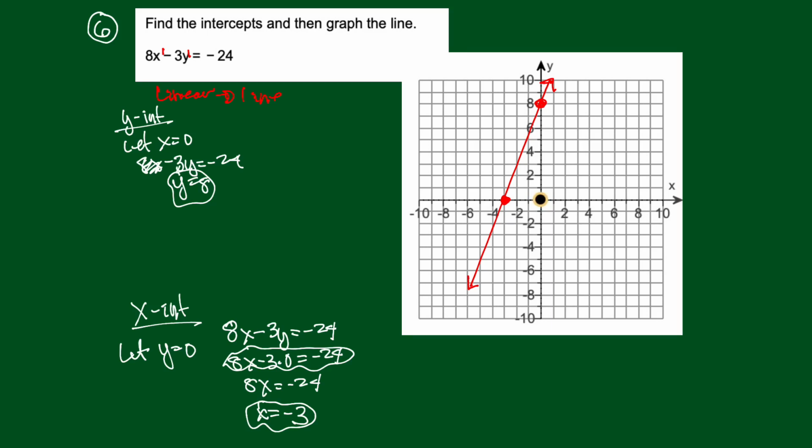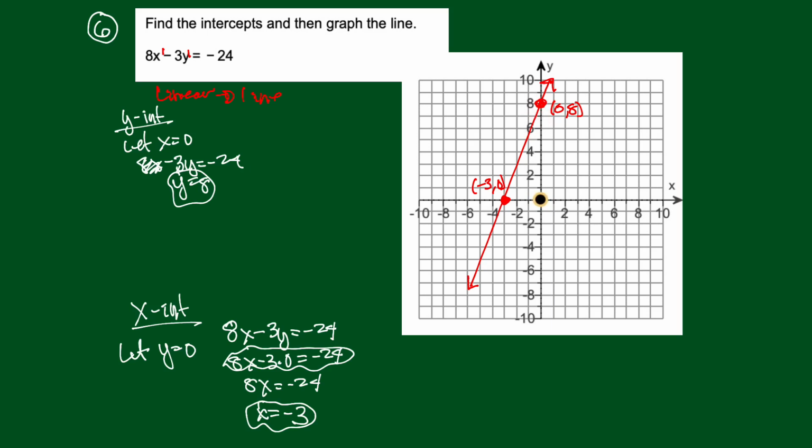Now, let's be sure we understand what it means. This point right here was our first one, negative 3, 0. And this point up here is 0 and 8. Those points are on the line, and they satisfy the equation. If I put negative 3 and 0 into here and compute, I'll get negative 24. If I put 0 here and 8 here and compute, I'll get negative 24. But now this is a line.